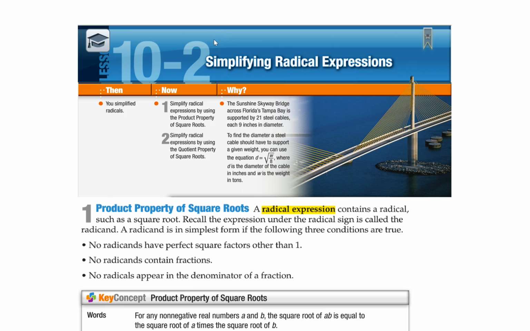10.2, simplifying radical expressions. Our objectives for this lesson are we want to be able to simplify radicals when we multiply them together, and we want to simplify radicals when we divide them. We simplified in the past, we're going to go over that again, but our main objective is to know how to simplify radicals by multiplying them, and simplify radicals by dividing them.